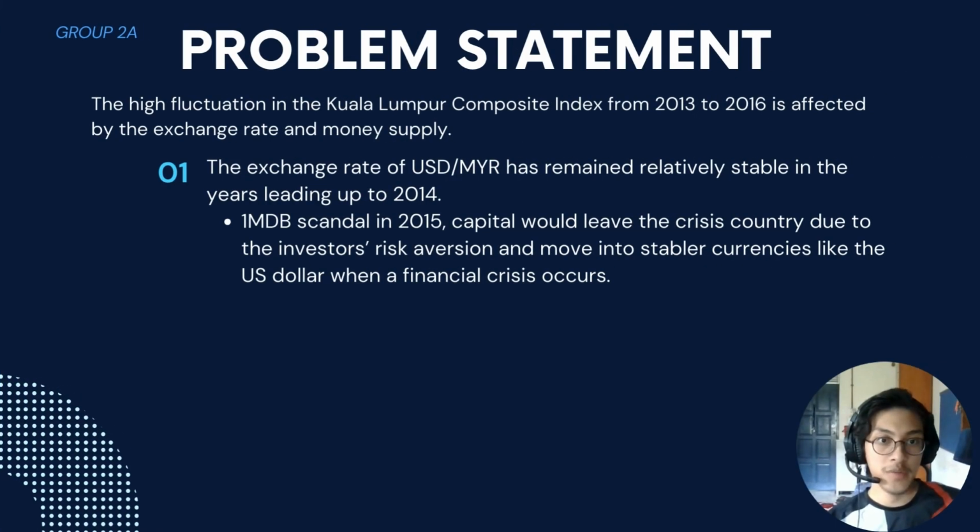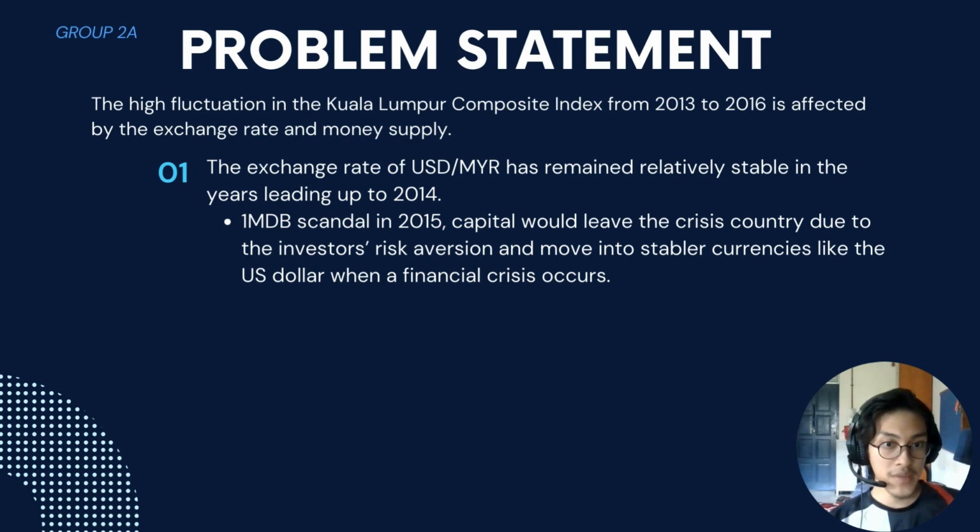Next, we are going to the problem statement of our model, which is that the high fluctuation in the Kuala Lumpur Composite Index from 2013 to 2016 is affected by the exchange rate and money supply. The exchange rate of USD to MYR remained relatively stable in the years leading up to 2014.